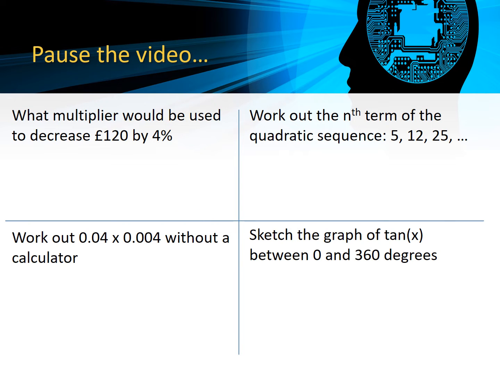So here we go. We've got a multiplier question, just like we did before. We've got a quadratic nth term, same as last time. Work out without a calculator, again. And we've got a sketch of a graph of a trig function, this time tan. Multiplier to decrease: take care when you're reading the questions. So pause the video, give it a go.